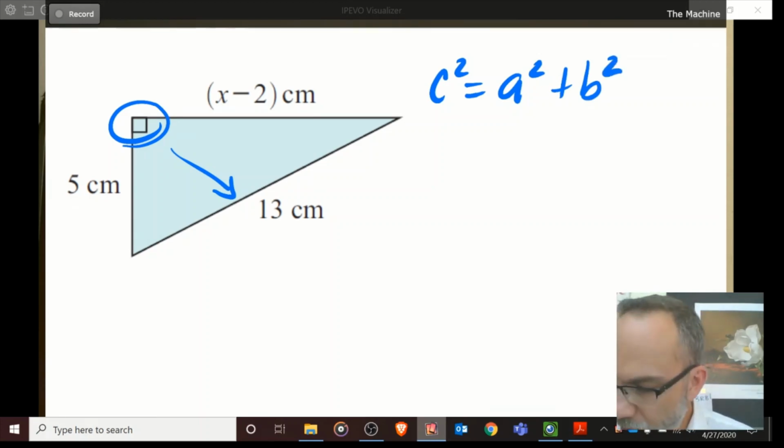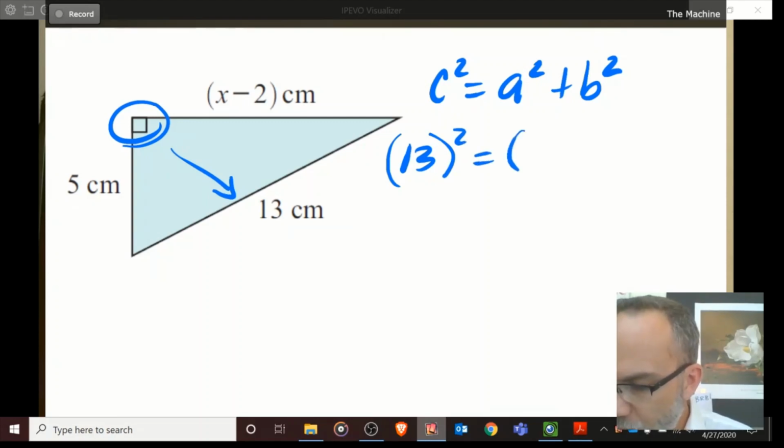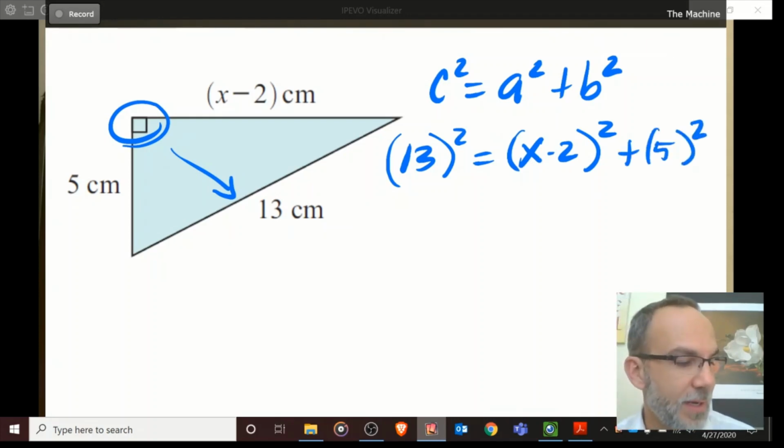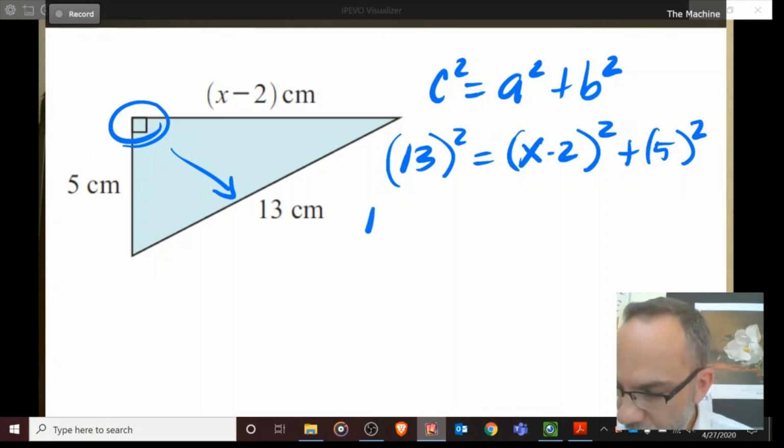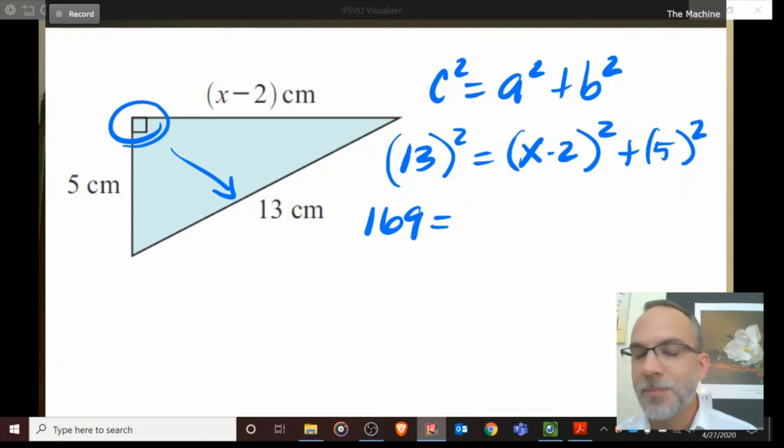Now substitute. 13 squared is equal to, oh, now we got a binomial, x minus 2 squared plus 5 squared. Now simplify. Okay, so that's going to be 169 is equal to x squared minus 4. Is that what you said? Nope, you can't square just the pieces. You got to FOIL it out.